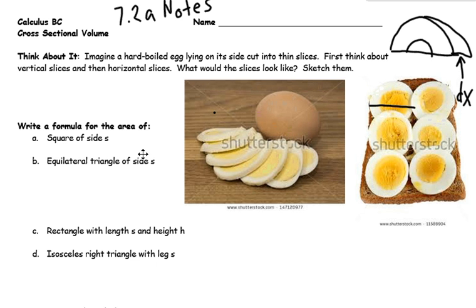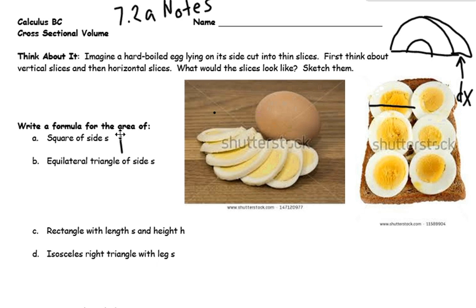Okay, so like I said, we were talking about known cross-sections. So an egg has cross-sections of circles. But what we're going to look at is actually flat surface area, so figures that you can lie flat on a surface. So for the egg, we'd have to cut it in half in order to get that flat surface. So the cross sections would be semicircles.